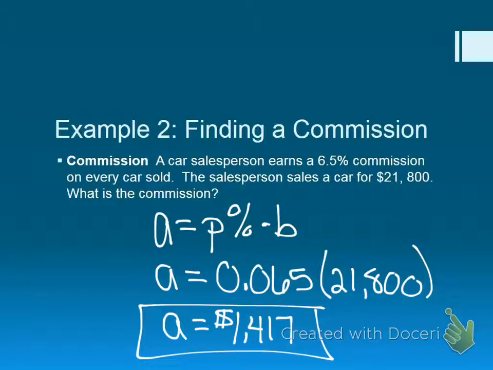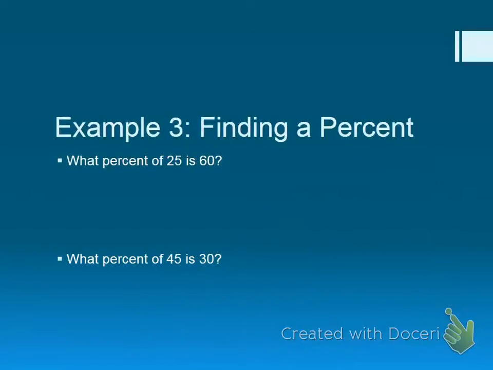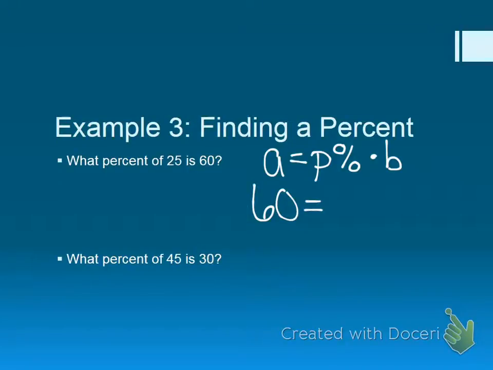All right, so now let's look at solving for a different part. Now the statement says what percent of 25 is 60. So what am I solving for? I'm solving for percent. So I still set it up. A equals P percent times B. What is my A value? 60. What percent of 25 is 60? My A is 60. Equals P percent times 25.